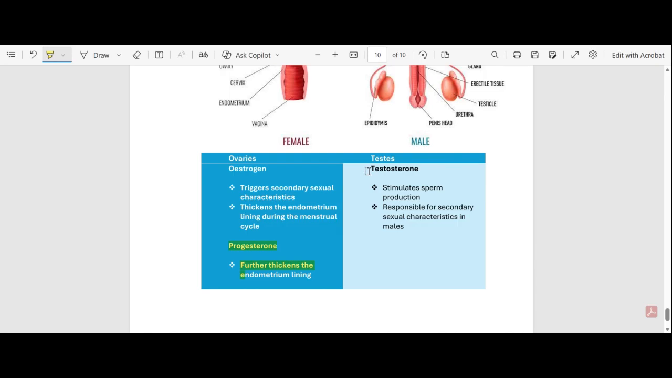Okay, let's go to testes. So these are your glands with regards to males. So what happens to testes? The testes, they secrete testosterone. Now what's the function of testosterone? It stimulates sperm production in the body. Right? Now let's go to the second function of testosterone. The second function is that it's responsible for secondary sexual characteristics in males, puberty. Right? We won't go into those secondary sexual characteristics. We did them in reproduction.